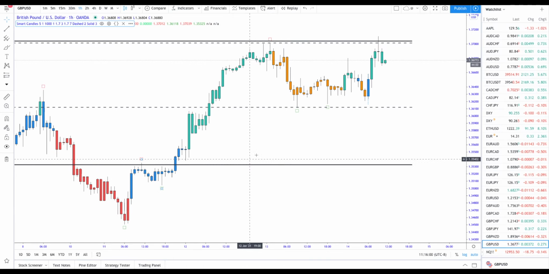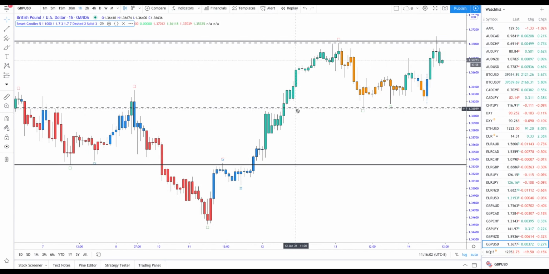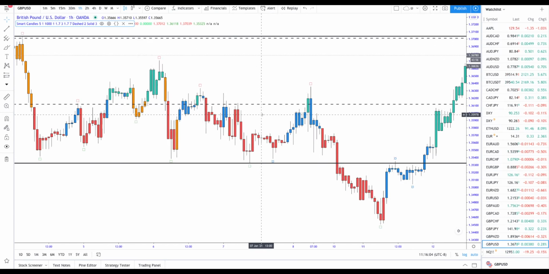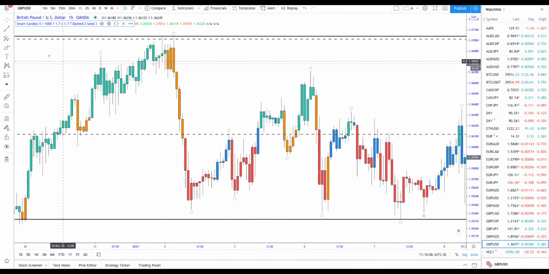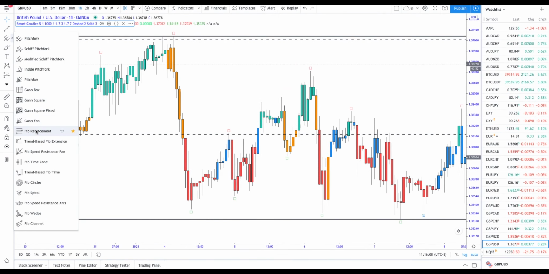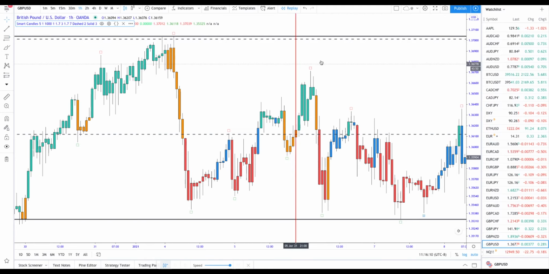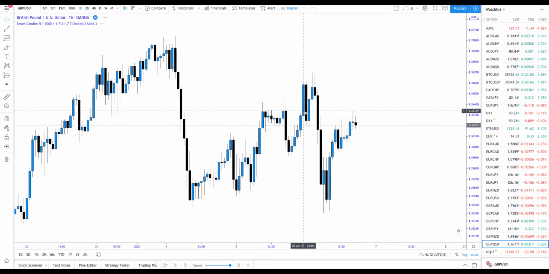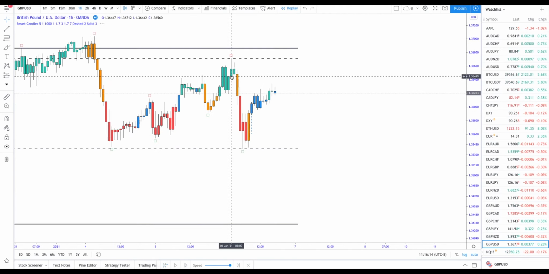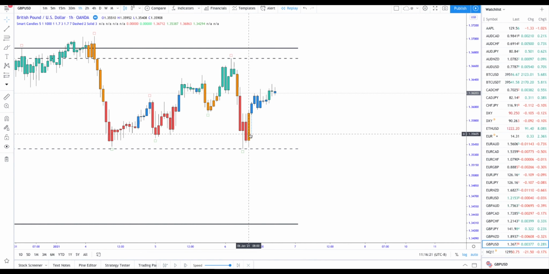So as we can see, we actually have these little boxes that pop up here, and what these are useful for is helping you identify market structure. So when we're using one of the tools that we like to use, which is the Fibonacci retracement tool, we like to draw this from the previous high to the low, which is the start of that most recent impulse.